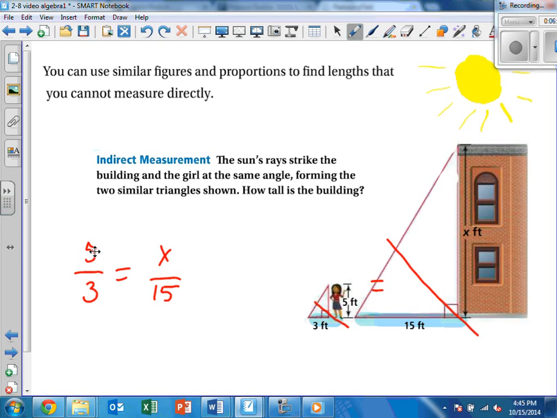I can do the multiplication. 15 times 5 is 75, divided by my 3 equals how tall the building is, so my building is 25 feet.